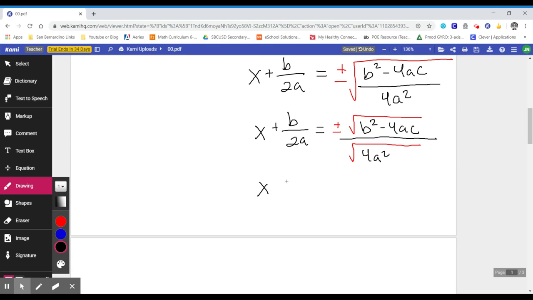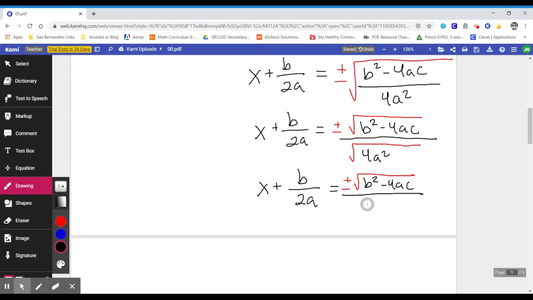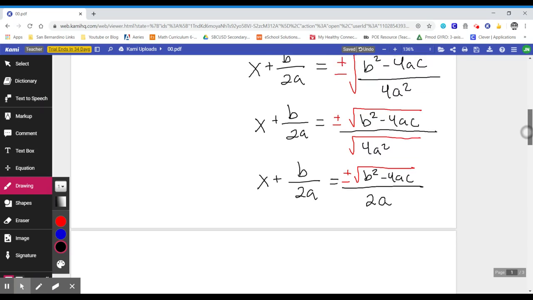So if I simplify the right-hand side, I'm left with x plus b over 2a on the left-hand side. The right-hand side, I only mess with the bottom, the denominator. The top stayed the same, so the square root of b squared minus 4ac. The bottom is going to become now the square root of 4, which is 2, and the square root of a squared, which is just a. Okay, now all I have to do is get the x by itself.